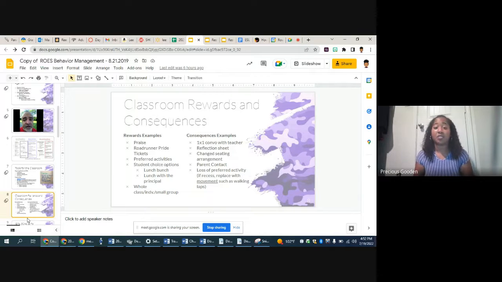Or they can even choose to eat with the principal. My door is always open. So those are some options to give your students for positive reinforcement. So we mentioned a whole group or individually, those things can be done.